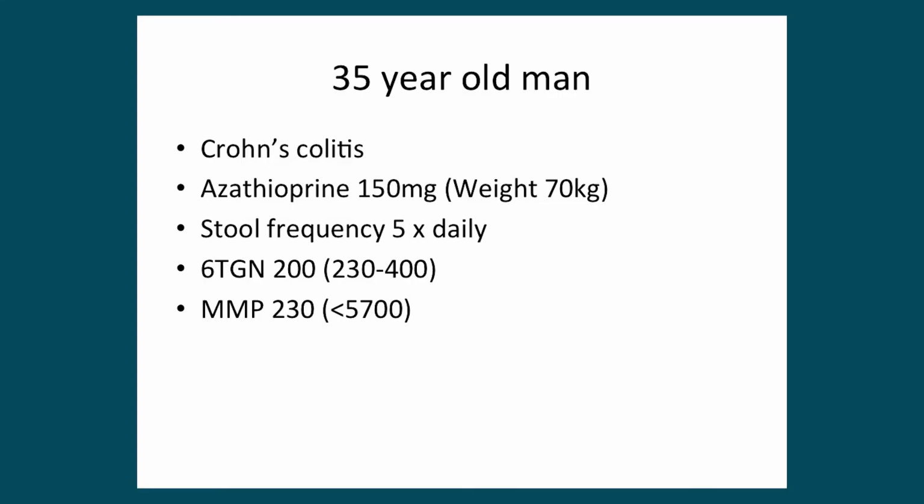Okay, the next man then, so a 35-year-old man now, and he hasn't been doing well for a few months. His background is of Crohn's colitis, and he's also on azathioprine. So azathioprine 150 and his weight's 70 kilograms. So again, based on his weight, you might expect that to be a reasonable dose. He described a stool frequency of 5 times a day, and again with some urgency that he was finding quite difficult to manage. And he thought his azathioprine wasn't working. He was asking me, in fact, about a change of therapy.